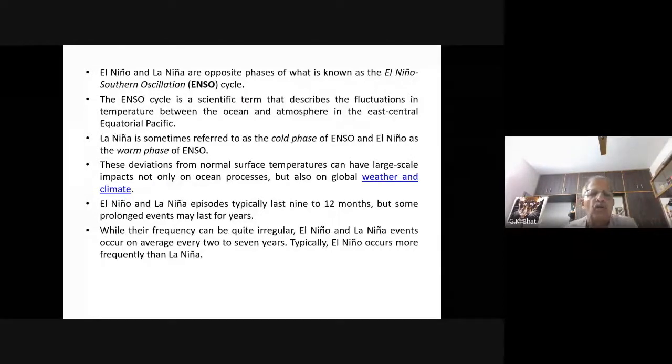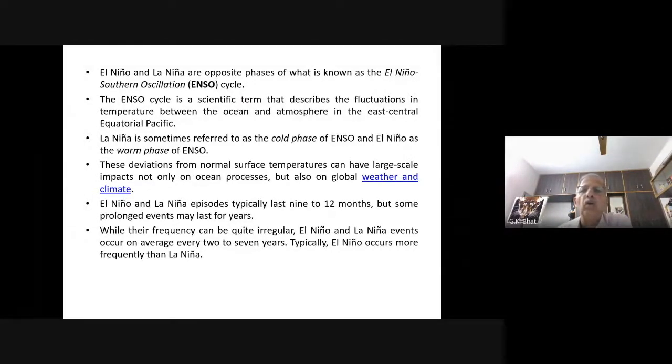Just note down two things. El Nino refers to the warm phase. This sentence you take down: La Nina is sometimes referred to as the cold phase, and El Nino is referred to as the warm phase of ENSO. What is ENSO? El Nino Southern Oscillation. So here, La Nina is a cold phase and El Nino is a warm phase.